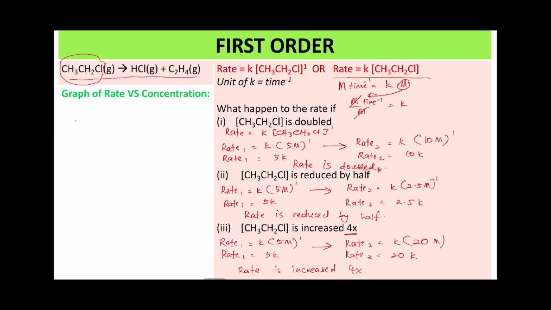So when we sketch the graph of rate versus concentration of CH3CH2Cl for first order, of course we will get a straight line graph from the origin. A straight line graph. Okay, so that is about first order.